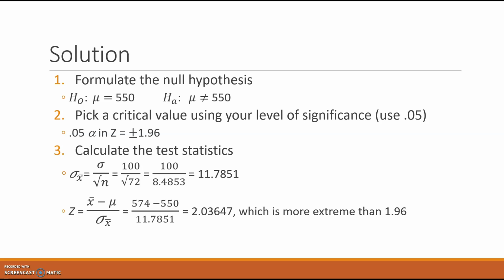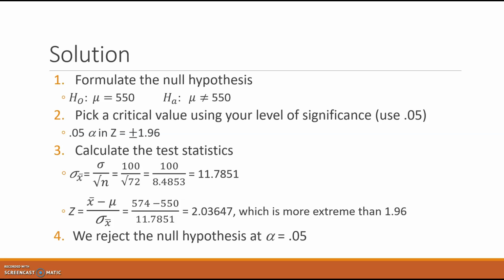And now that we have that, we plug in the rest of the numbers. What's the z-score? We have x bar, 574. That's the average of our sample. We have the population average, which is 550. We have the standard deviation of the sample, which is 11.785. So you figure it out, you wind up with 2.03647, which indeed is more extreme than 1.96, which means what do? We reject the null.